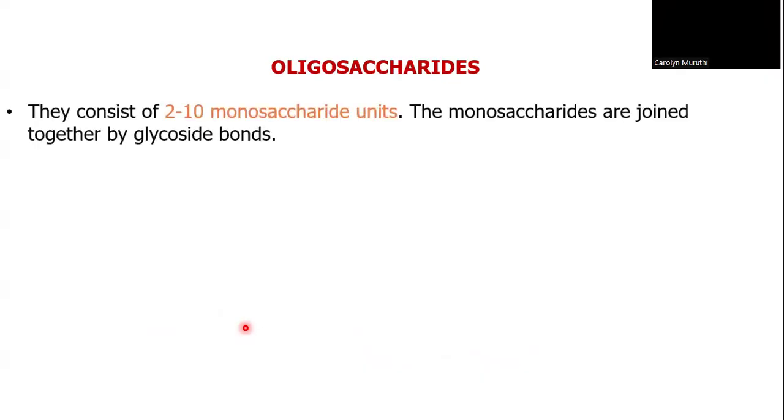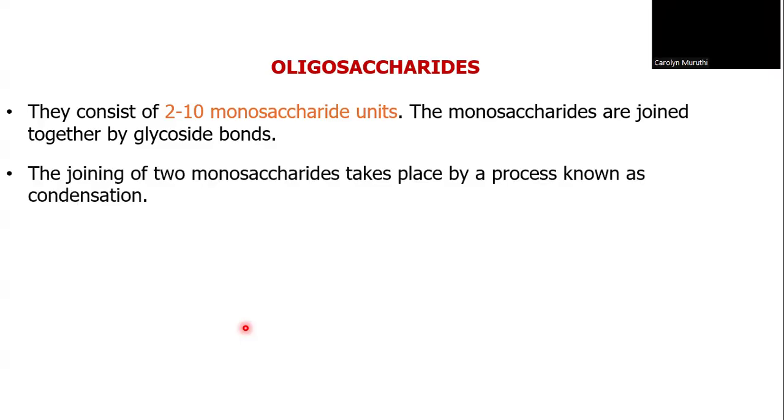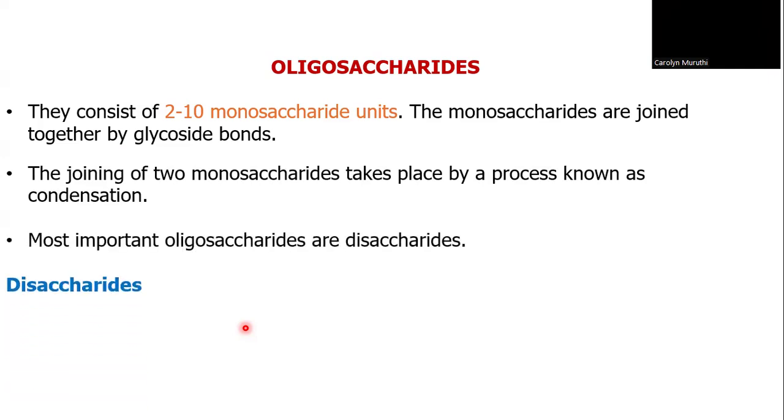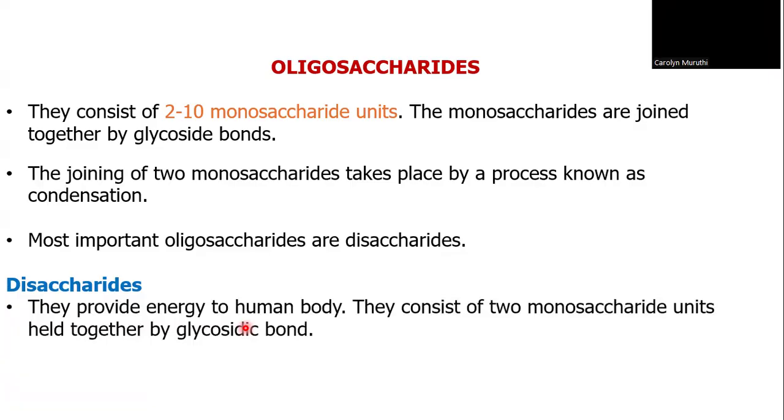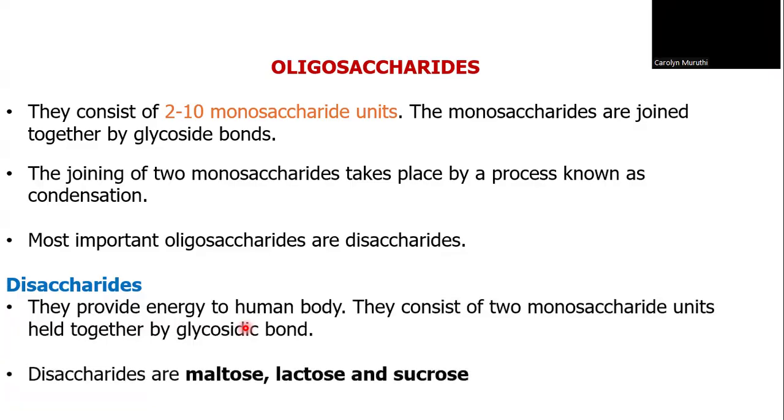So let's move on to the next group of carbohydrates, and that is oligosaccharides. And as we had earlier mentioned, they consist of 2 to 10 monosaccharide units, and they are joined together by glycosidic bonds. And this joining together of two monosaccharides takes place through a process known as condensation, because it results in the removal of water. And the most important oligosaccharides in nature are the disaccharides, since they are shown to provide energy to the human body. And the three major disaccharides are maltose, lactose, and also sucrose.